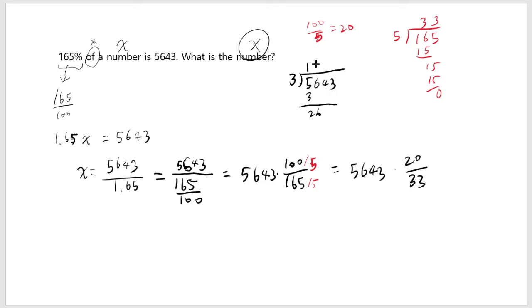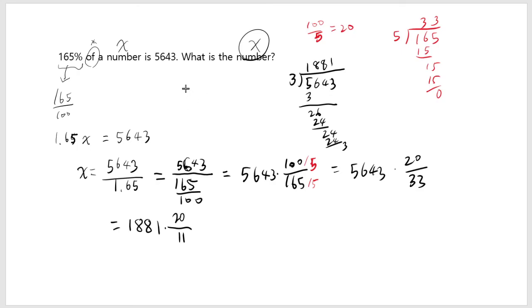3 times 1 is 3, subtract, that's 26. 3 times 8 is 24. You get 24 again. And then you get 3 as the remainder, and 3 times 1 is 3. Okay, so that's what we get: 1881. If I divide both this one and this one by 3, you end up with 20 over 11 times 1881.